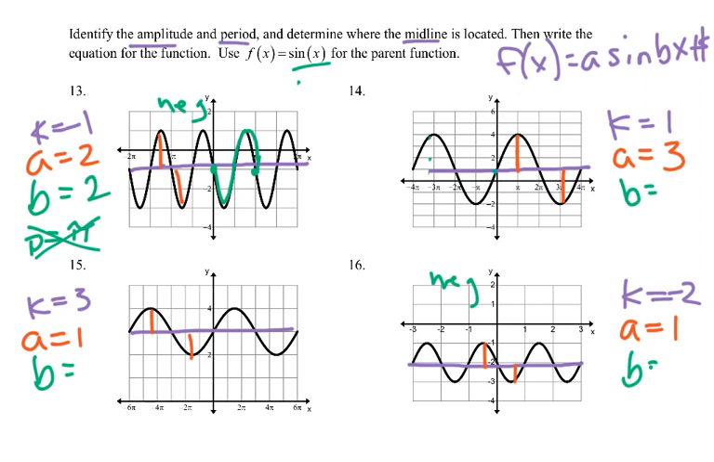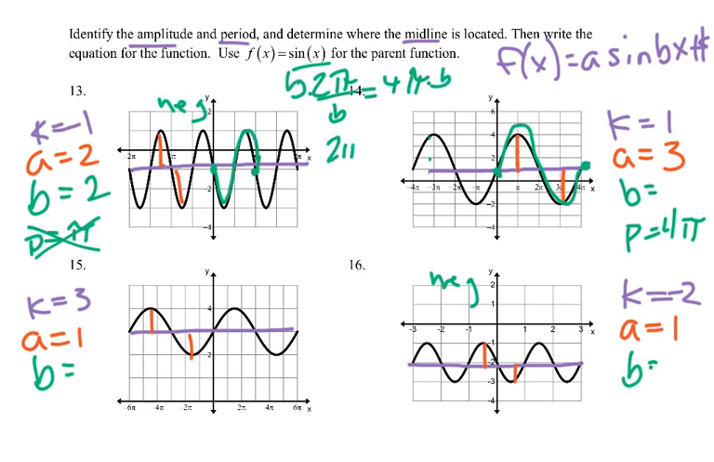Again, starting right here, until we get to there, takes us 4 pi. So the period is 4 pi. So I know that 2 pi divided by b equals 4 pi. So I multiply both sides by b to get 2 pi equals 4 pi times b. Divide by 4 pi. Pi's cancel. 2 over 4 becomes 1/2, so 1/2 equals b. Again, I don't need the period, but I do need the b.